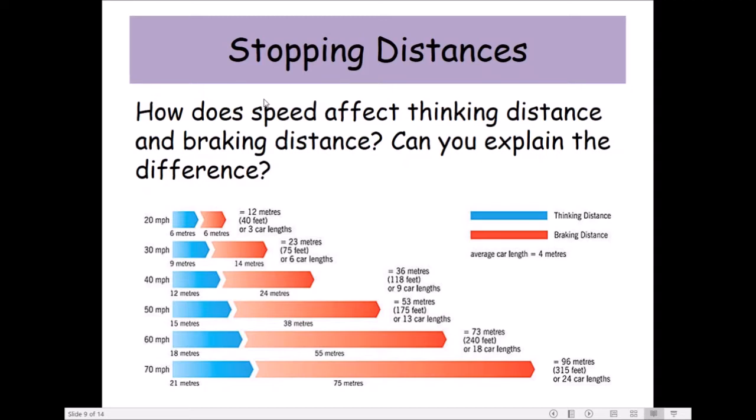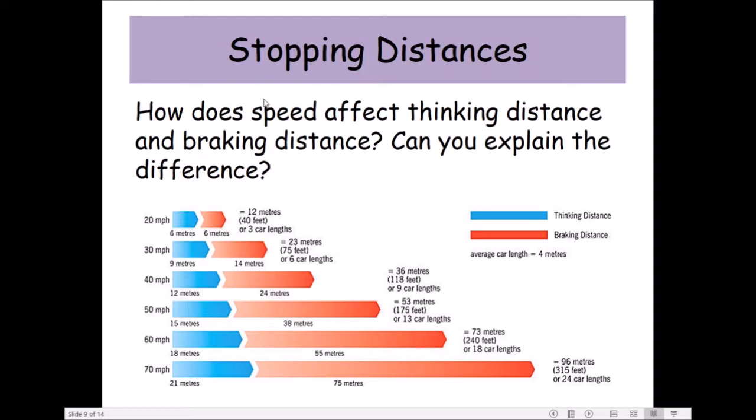So from 20 to 30, it goes up from 6 to 14. That's a difference of 8. Then from 30 to 40 miles per hour, it goes up from 14 meters to 24 meters. That's a difference of 10 meters. And so on. And so these are different patterns, and we do need to be able to think about why that is happening. Now, this is not the easiest thing to get your head around. But let's see if we can think about why that might be.